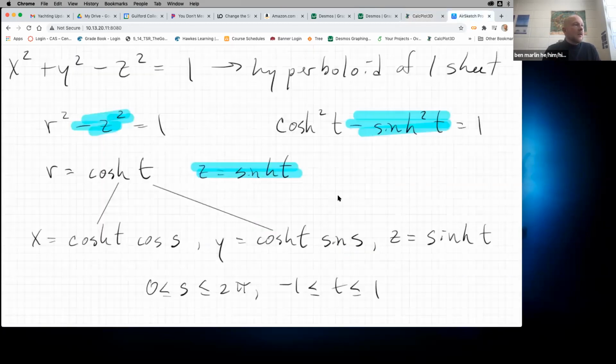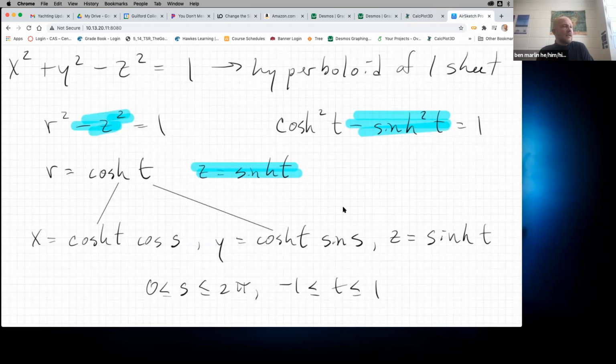Okay, so in any case, once you have the r being the cosh and the z being the sinh, and I should make a point about that in a second, then you can substitute that r into the x being r cosine theta and y being r sine theta. I've used t and s here. If you want to use some other variable, it's fine.